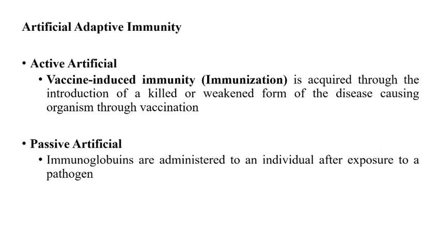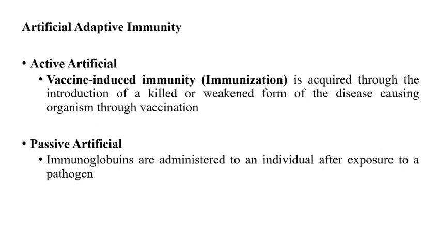The other type is passive artificial adaptive immunity. Here the immunoglobulins are taken and administered to an individual after exposure to a pathogen. So antibodies are taken directly from a healthy individual and given to the infected individual to overcome the disease. So that is passive artificial adaptive immunity.